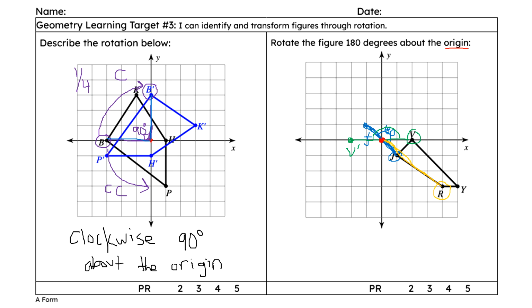So this one goes down 1, 2, 3, and over 1, 2, 3, 4. So I'm going to do the same thing in the other direction though. So let's go 1, 2, 3, 4, 1, 2, 3. I believe R prime should end up right here.